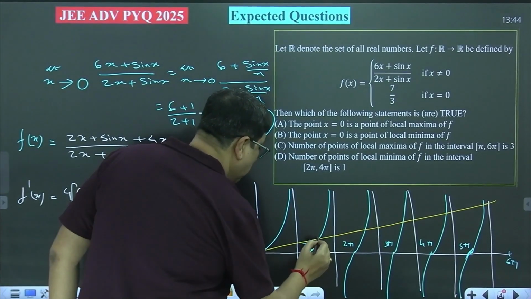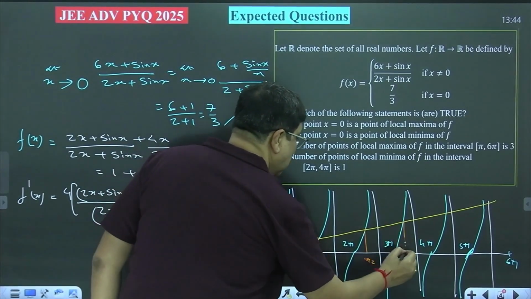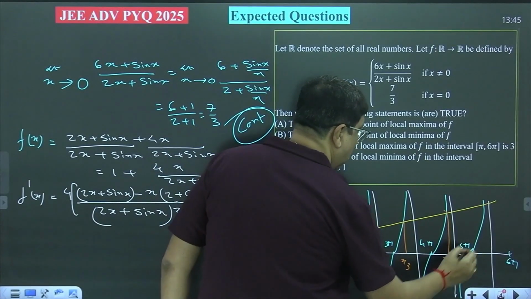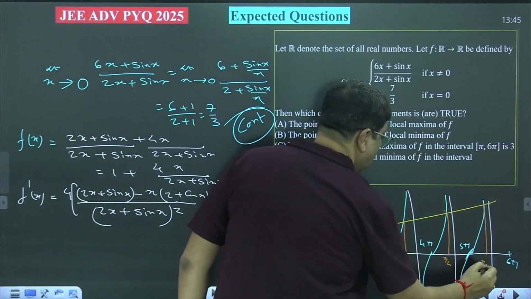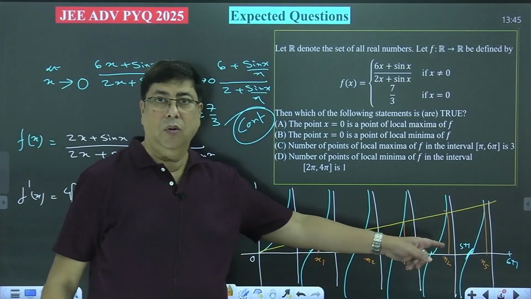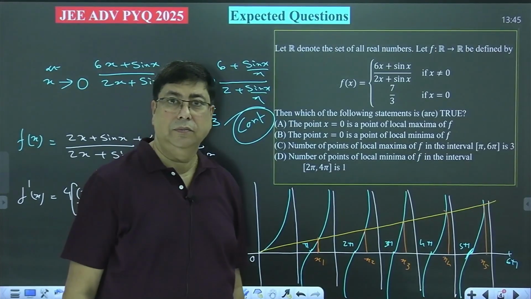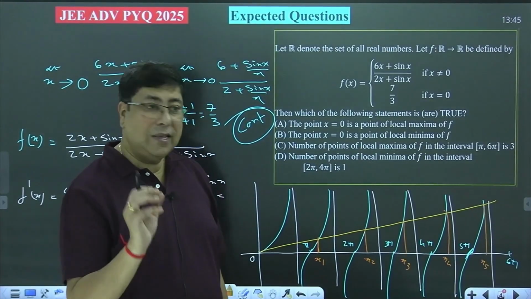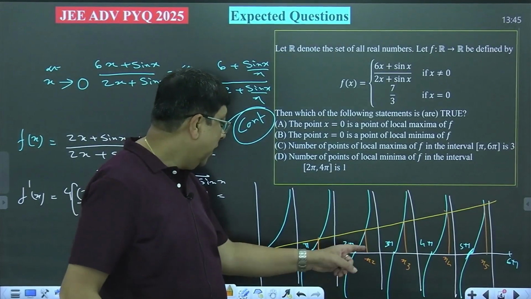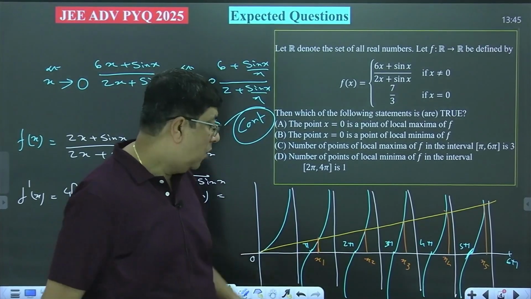This is the first critical point, which is x1, then this is x2, then this is x3, then this is x4, then this is x5. There are 5 critical points between pi and 6 pi. Okay, so let us place them: x1 is the first critical point lying between pi to 2 pi, x2 lying between 2 pi to 3 pi, x3 lying between 3 pi to 4 pi. So let us look at this.